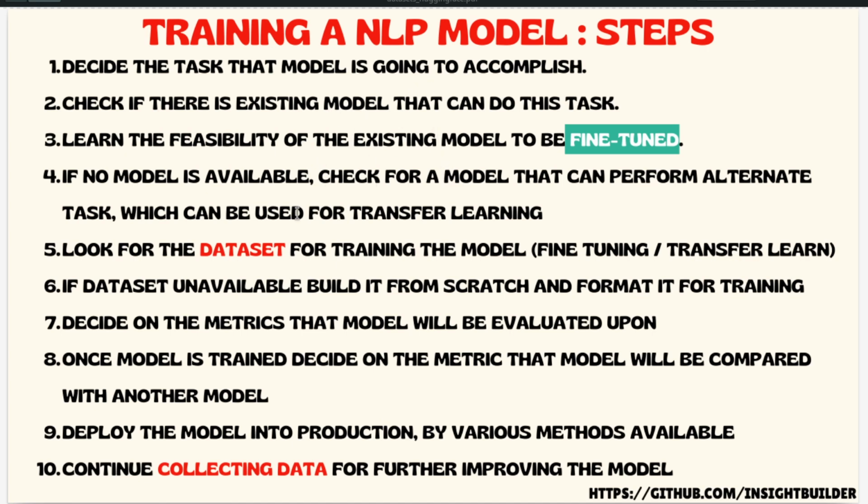If no model is available and you check for a model, if your particular task is new and there is no model, then you can actually think of doing transfer learning. So what is transfer learning? Transfer learning is a process where you take a model that can perform a task. For an example, any task. It could be a classification, it could be a sentence generation, it could be any of these tasks, and you might want to change the output or change the task that the model can perform. That is called transfer learning.